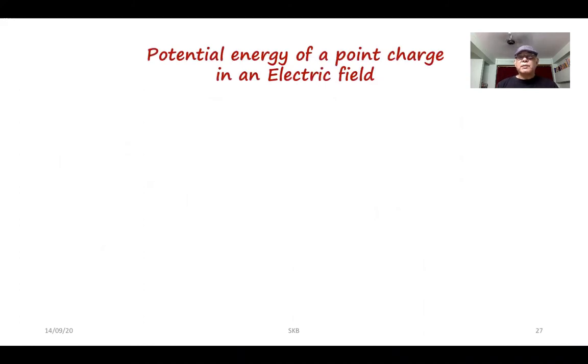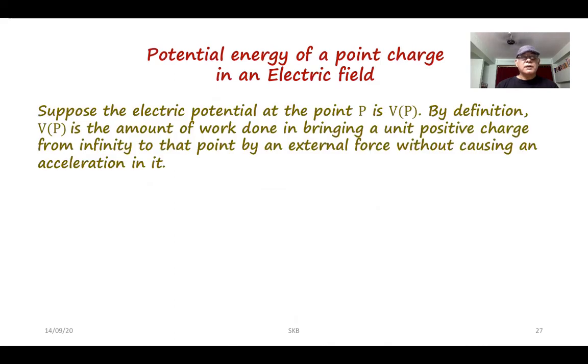Potential energy of a point charge in an electric field. Suppose the electric potential at a point P is Vp. By definition, Vp is the amount of work done in bringing a unit positive charge from infinity to that point by an external force without causing an acceleration in it.